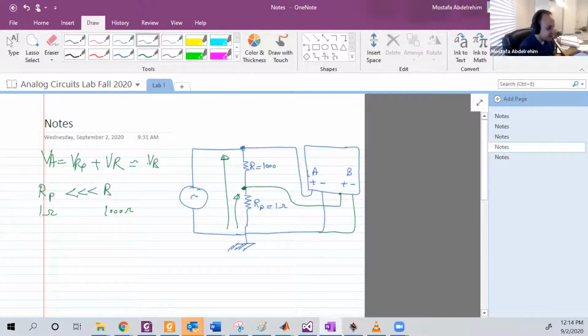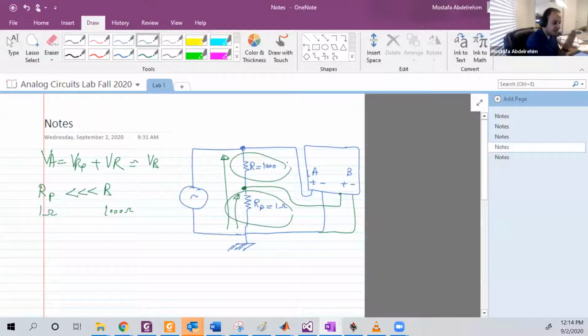So I chose RB equal to 1 ohm, very small compared to R, 1 kilo, because of this. It has a reason. For the practical setup, you must have this one with a very low value compared to the other one, the one that you're interested in, which is the 1000 ohm. So the voltage on A is now approximately equal to the voltage on VR, which is the 1000 ohm.